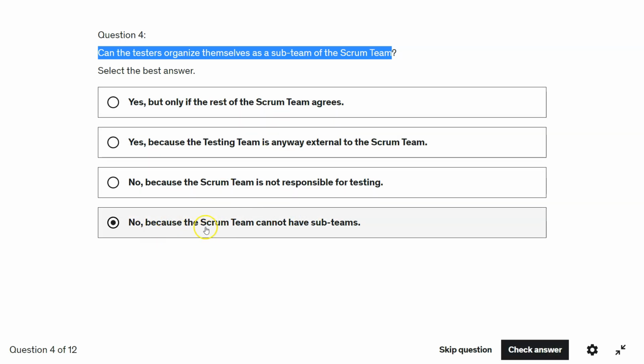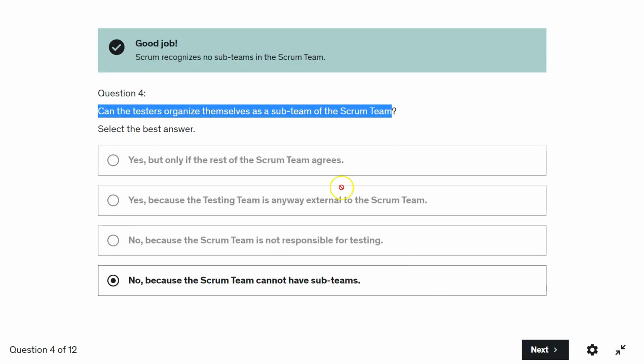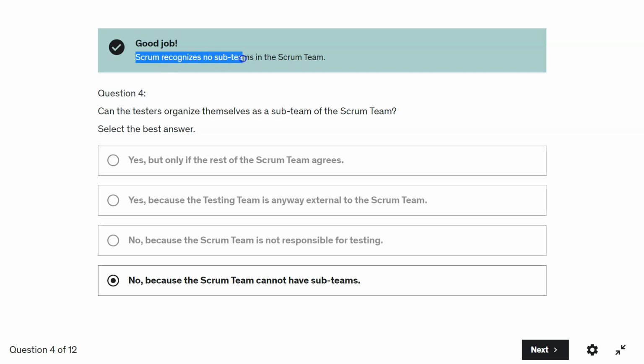The right answer is there cannot be sub-teams within a Scrum team. Scrum recognizes no sub-teams in the Scrum team.